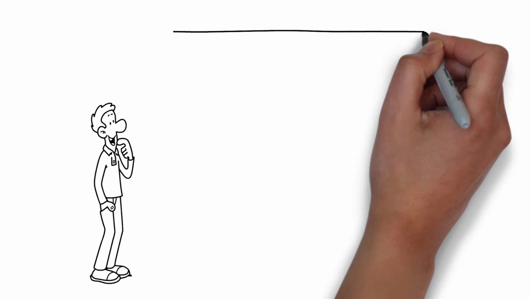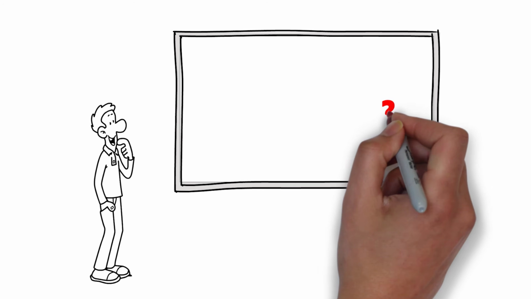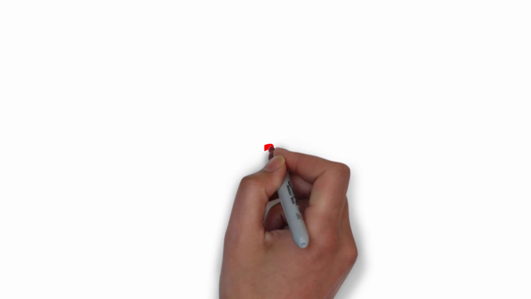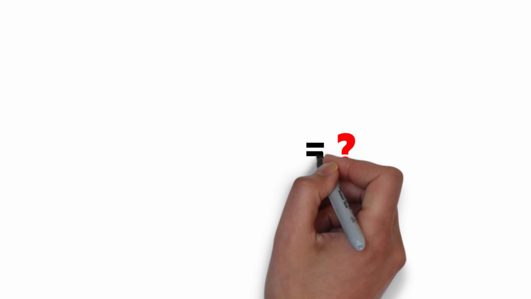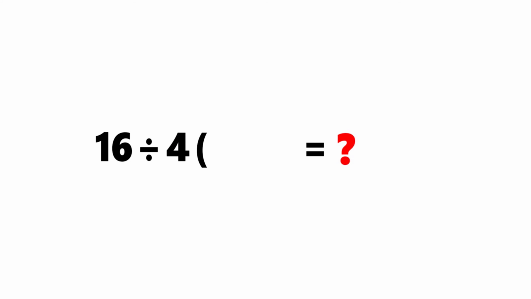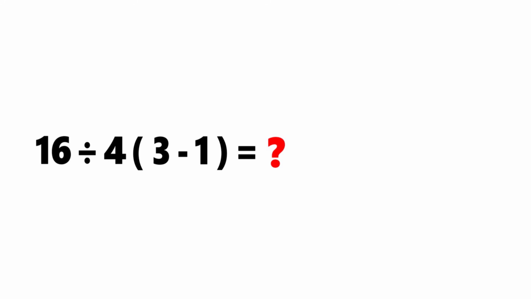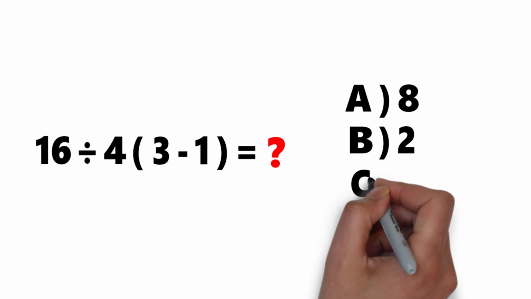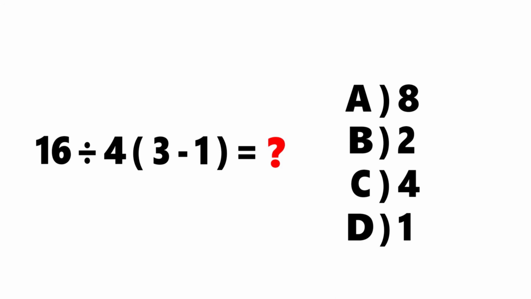Here's one of my favorite questions because it's easy to understand but might be challenging to solve. You need to calculate question mark and you're presented with the expression. On the other side of the expression you have 16 divided by 4 and multiplied by the value in parentheses 3 minus 1. You have 4 different choices to choose from. Choice A, 8. Choice B, 2. Choice C, 4. And choice D, 1.